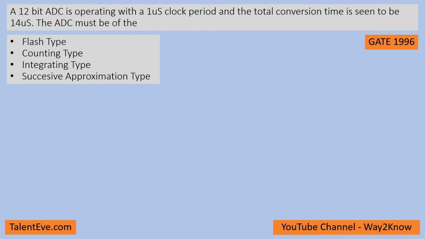So, what is given is a 12-bit ADC operating at a 1 microsecond clock period. So, T is equal to 1 microsecond, and this is 12-bit basically. And the total conversion time, T conversion, is seen as 14 microseconds. So the question here is basically what is the type of ADC converter. There are four options that are provided.